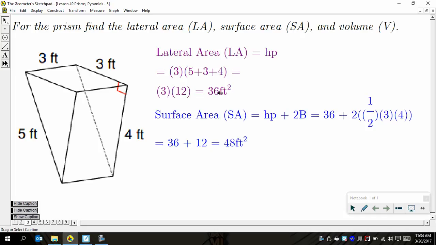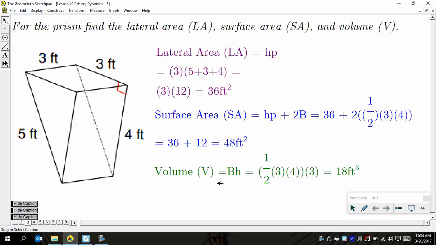For the surface area, again, we're going to take the lateral area, that HP, which is 36, and add to it 2 times big B, which is the area of this triangular base. Since this triangle is a right triangle, we multiply 1/2 times the two legs 3 and 4, and that's what I have here. Once we do that, 2 times 1/2 times 3 times 4, we get 12, and we get a total of 48 feet squared for the surface area.